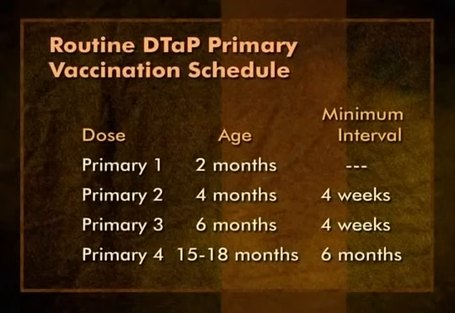A primary series in infancy is 4 doses, beginning at about 2 months of age. The first 3 doses are usually separated by 2 months. The 4th dose should follow the 3rd by at least 6 months and should be given at 15 to 18 months of age. If an accelerated schedule is needed, the 1st dose can be given at 6 weeks of age, with the 2nd and 3rd doses given at 4-week intervals.